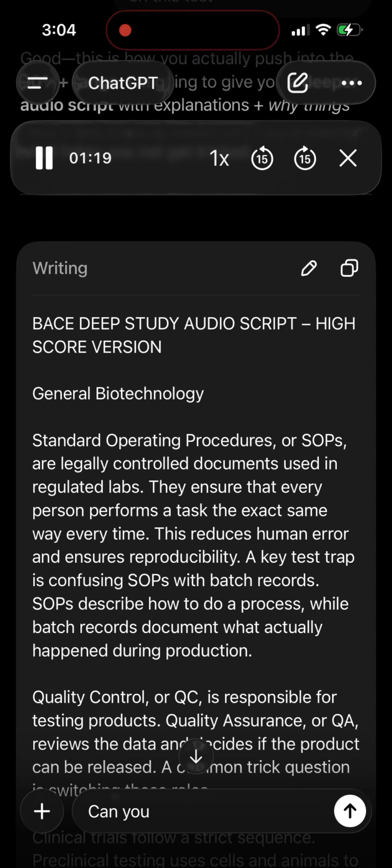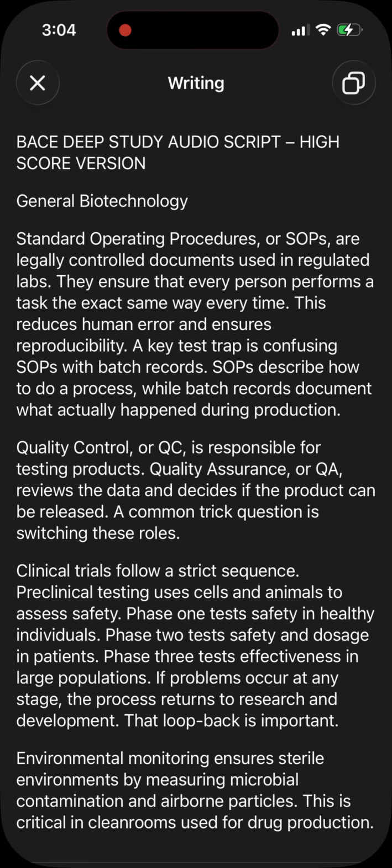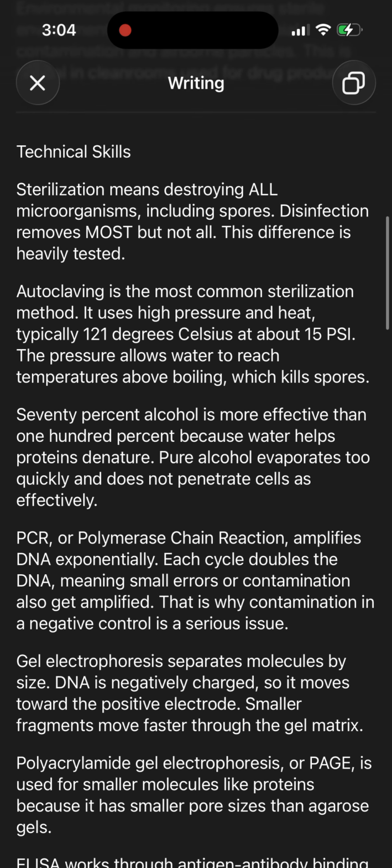Environmental monitoring ensures sterile environments by measuring microbial contamination and airborne particles. This is critical in clean rooms used for drug production. Technical skills. Sterilization means destroying all microorganisms, including spores. Disinfection removes most but not all. This difference is heavily tested.